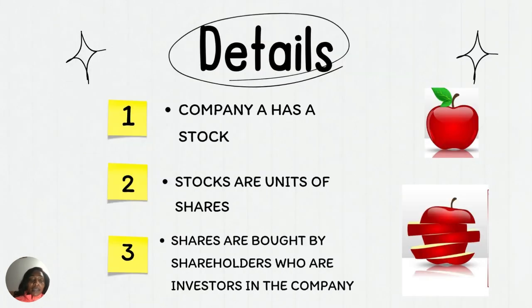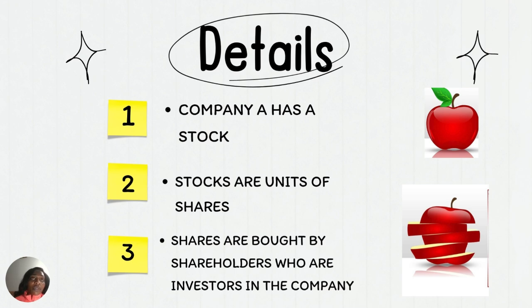What are the details, guys? The company, like I was saying, has a stock. The stock is the unit of the share, and the shares are bought by the shareholders, who are the investors in the company. It's like the representation of that whole apple, and then you have some of the units, and whoever has the share is the person who bought it. That's what they call the shareholders, right?